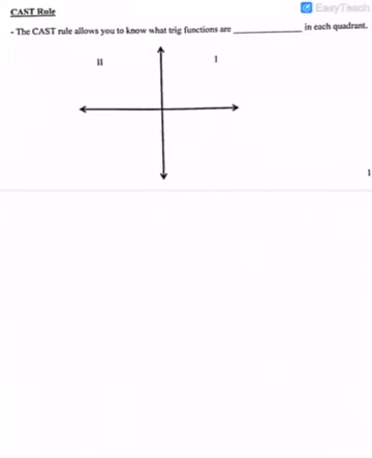Now we can also use this thing called the cast rule to tell you what trig functions are positive in each quadrant. So remember that our quadrants go 1, 2, 3, and 4. Now, I know your textbook says the cast rule, but I actually prefer saying a smart trig class. So a smart trig class.